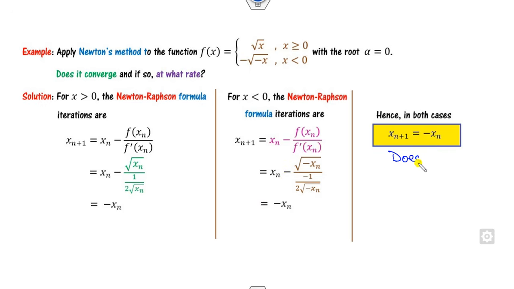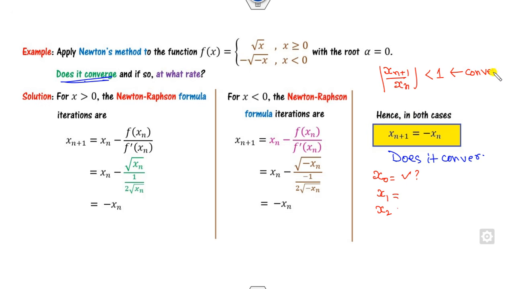Does it converge? So when will it be convergent? Either you can take x0 at some point, find x1, find x2 and so on. But on the other hand, we all know that if the ratio between two consecutive terms is strictly less than 1, then it is convergent. This we all know by using the ratio test. And if it is greater than or equal to 1, then it is divergent.